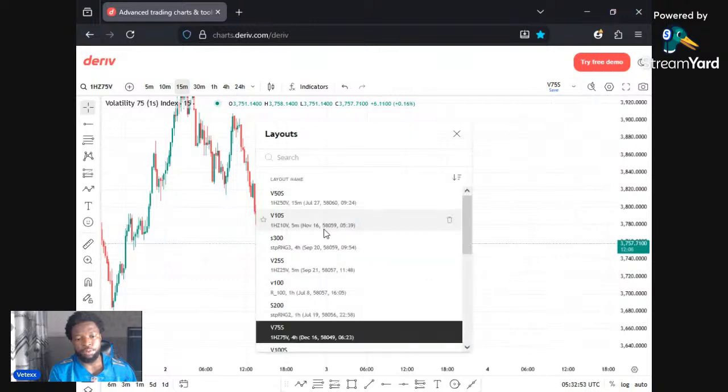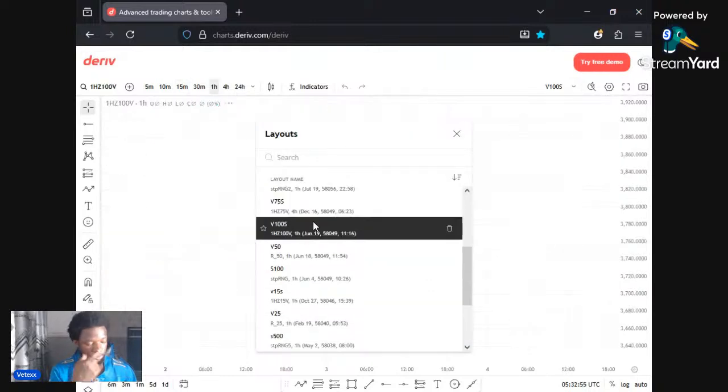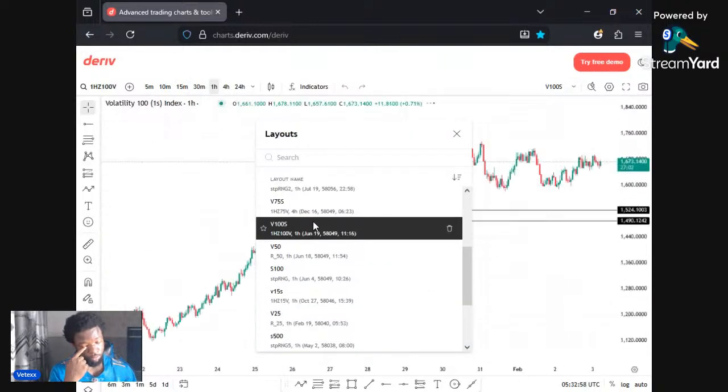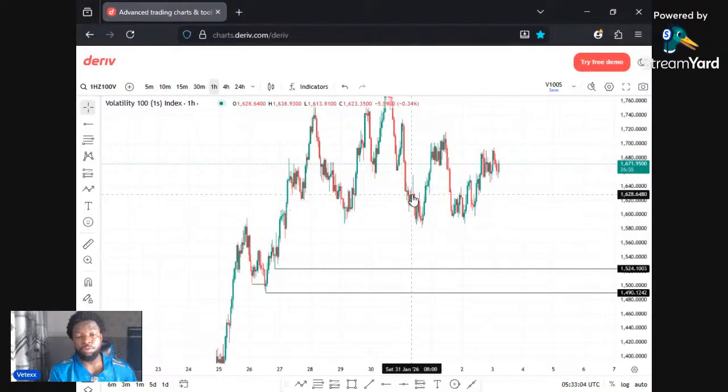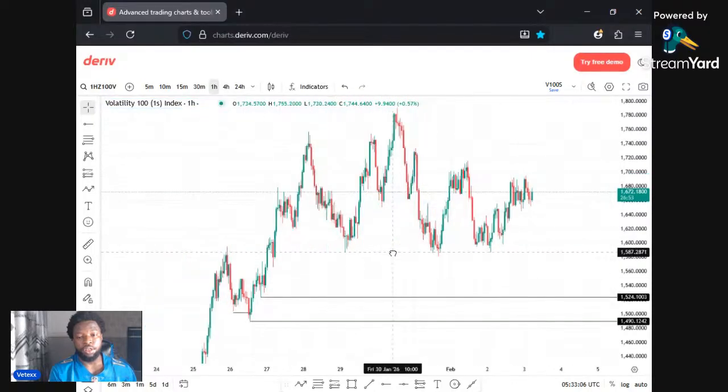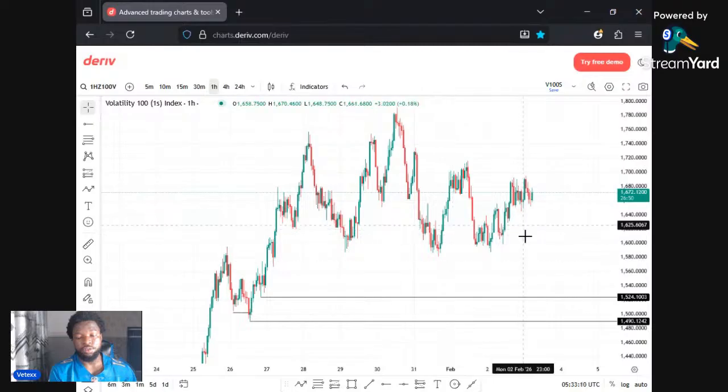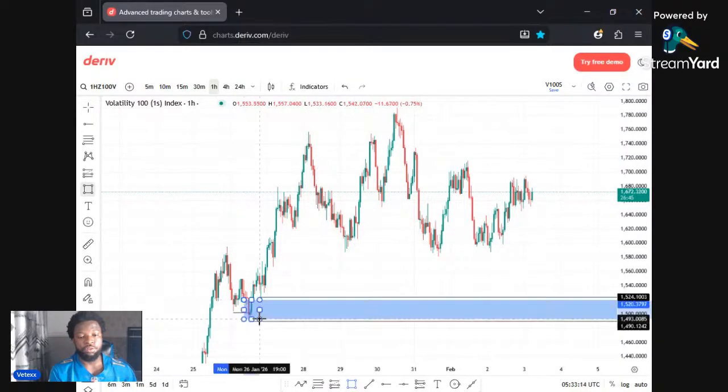So let's check the next pair, which is V100S. On V100S, what do we have? Price has been bullish on the weekly time frame. It has not smashed TP, and then we have this price consolidating since. So for the past how many days we have been waiting for it to tap into this point of interest, but it's yet to do that.